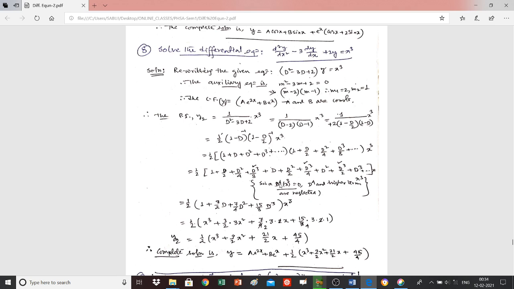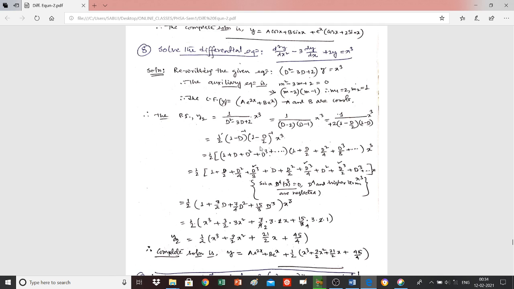But in this case, d to the fourth of x cubed is equal to 0. So d to the fourth and higher terms are neglected. So that is half x cubed plus 3 by 2 times 3x squared plus 7 by 4 into 3 into 2x. Just operate these d's on x cubed. That will give you this result, and finally y2 is equal to half x cubed plus 9 by 2 x squared plus 21x plus 45 by 4. So this is the particular integral, and the complete solution is written here.